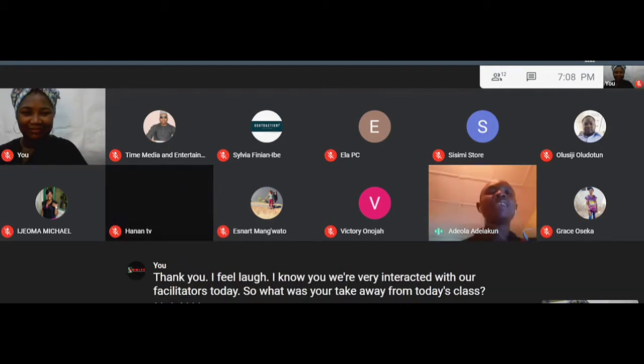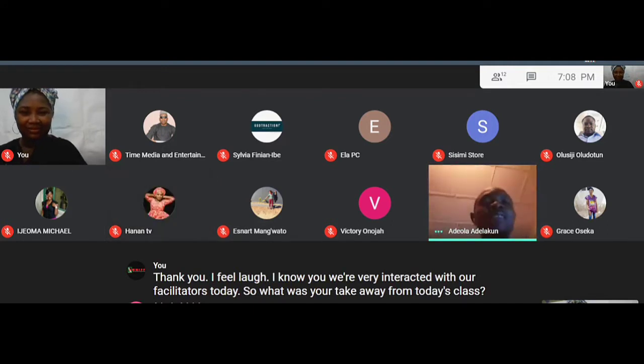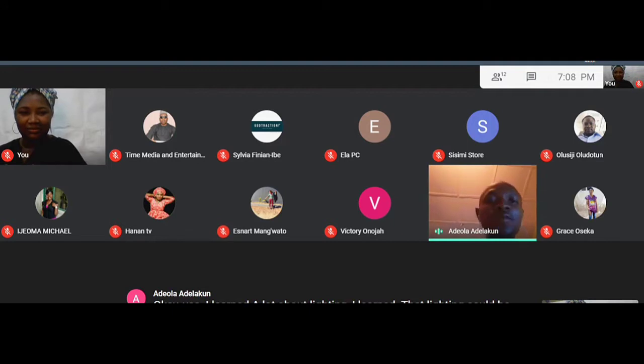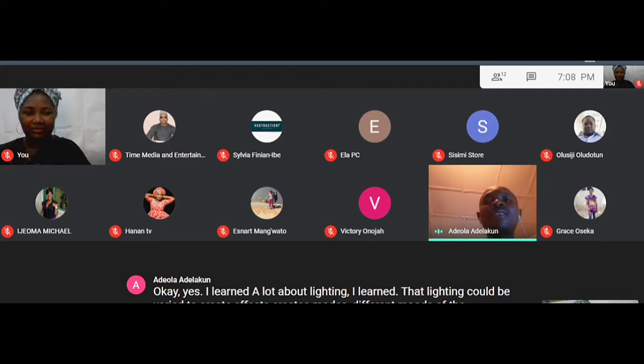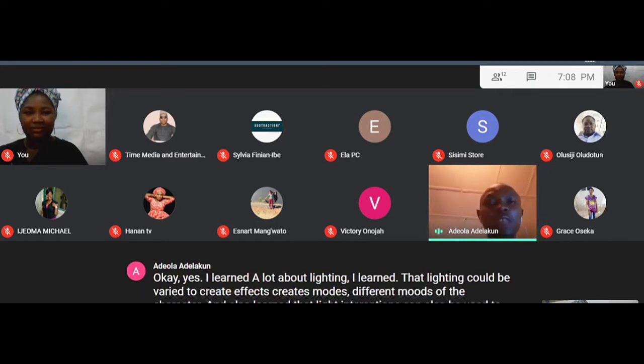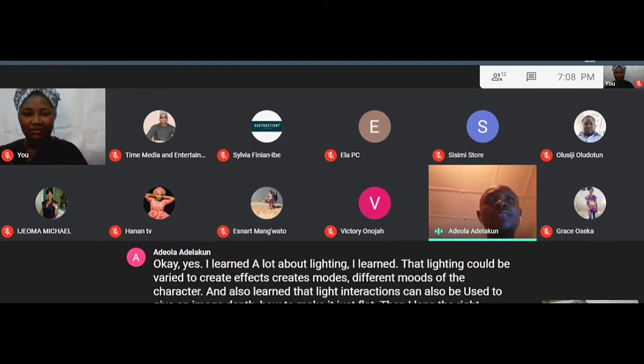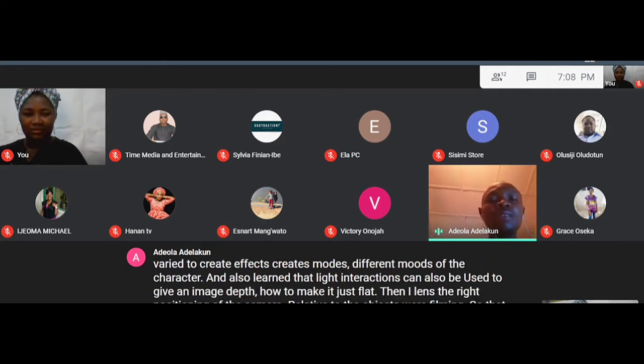Yes, I learned a lot about lighting. I learned that lighting is a way to create effects and create different moods for the character. I also learned that light interactions can be used to give an image depth or to make it flat. Then I learned the right positioning of the camera relative to the object we are filming so that we get the best lighting. Maybe I should leave it there for others.